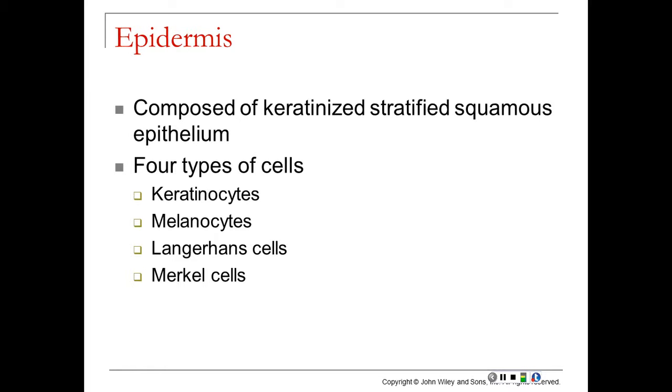So the main type of cell making up our epidermis are the keratinocytes. There's also melanocytes. Those secrete the pigment melanin. There's Langerhans cells, which help support the immune system, and Merkel cells, which help with the sense reception.